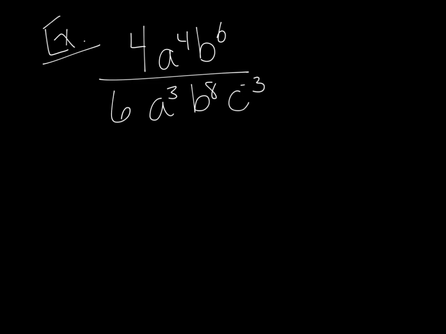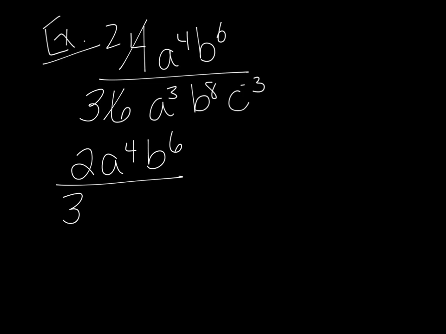So let's take a look at what Miss Solomon was suggesting might be an easier way to look at this problem. So I'm going to go ahead and simplify our coefficients. That should always be our first step. So we have 2a to the 4th, b to the 6th, over 3a to the 3rd, b to the 8. And I'm going to go ahead and move the c right now. I see a negative, I'm going to move it to the top.